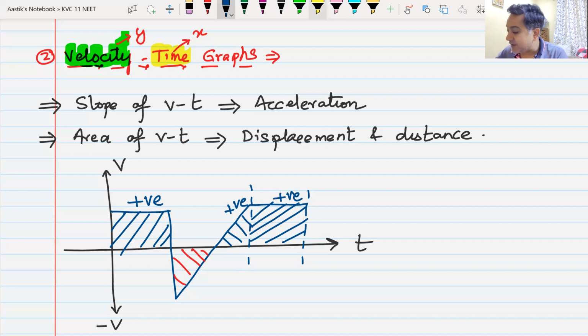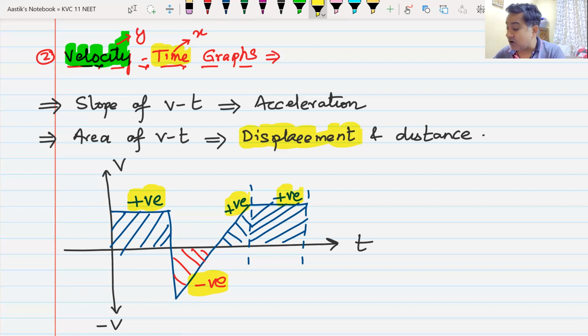For displacement, my dear friends, area above the time axis will be taken as positive and area below the time axis will be taken as negative. If I take these blue areas as positive and the red area as negative and then add them, negative will get subtracted eventually, and that will give me the displacement of the particle.